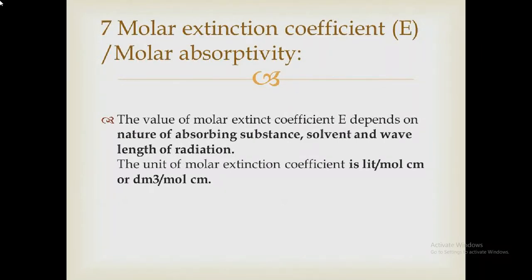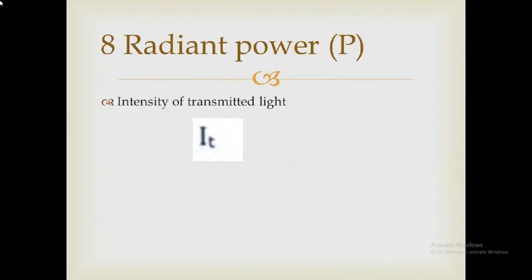Here there is a possibility of more than one correct answer. Some multiple choice questions will be like that, where more than one answer is correct. So remember that epsilon depends on the nature of the absorbing substance, solvent, and wavelength of the radiation. Radiant power is denoted by P, and it is the intensity of transmitted light, also denoted by I suffix T. Radiant power P suffix O is the intensity of the incident light, and it is denoted by P naught or I naught.